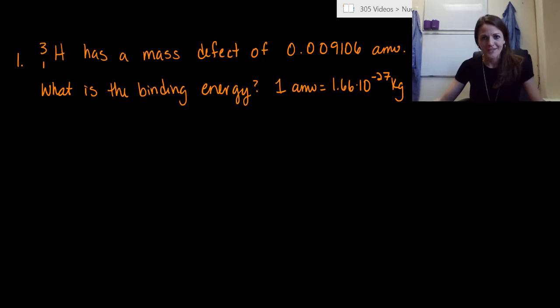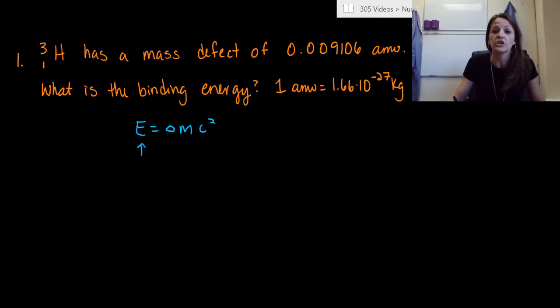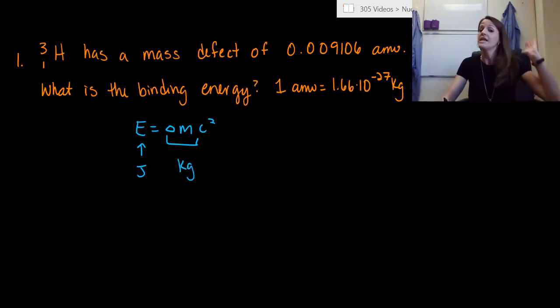Go. Alright, did you solve this problem? The first thing we have to do when you see a problem like this is immediately write down Einstein's theory of relativity. So we know E is equal to delta m c squared. Our energy is usually reported in joules. Our delta m is our mass effect. That always has to be in kilograms. So hint, hint, not AMU.